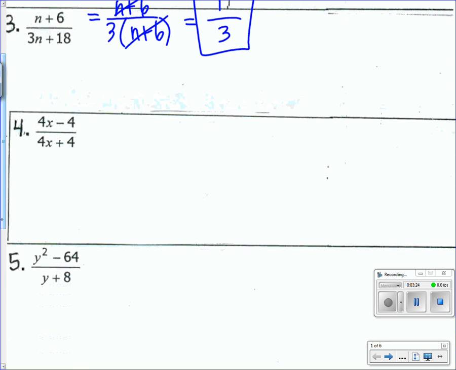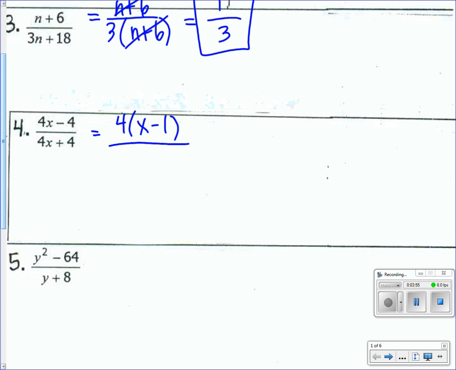Oh, scroll down here. Okay, looking at number 4, you cannot just cross off the 4's here. What I suggest that you do is you factor everything out that you can. So what can you factor out of the numerator? 4x minus 4. You can factor out a 4 from everything, right? And then we'll have x minus 1.